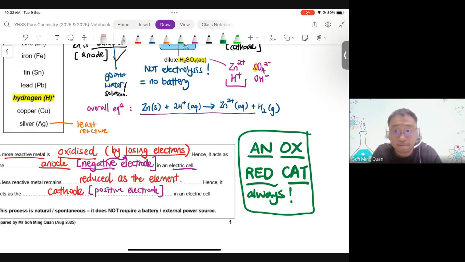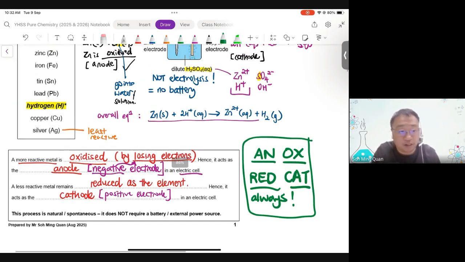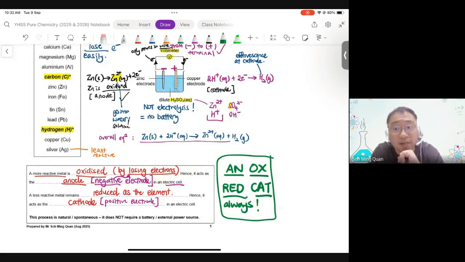So the electric cell, which is this concept, is the opposite of electrolysis, because now the electrons are moving in a direction which is natural. Now, we can make electric cells using two metals with different reactivities. Like in this case, zinc and copper.